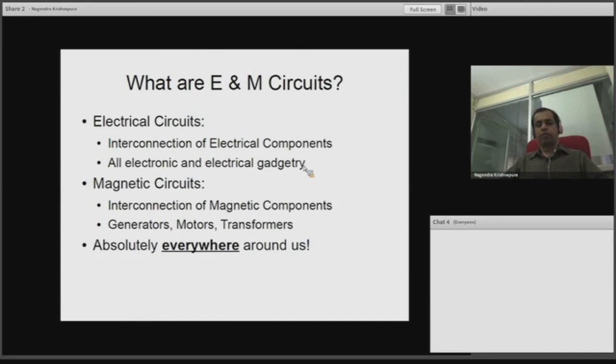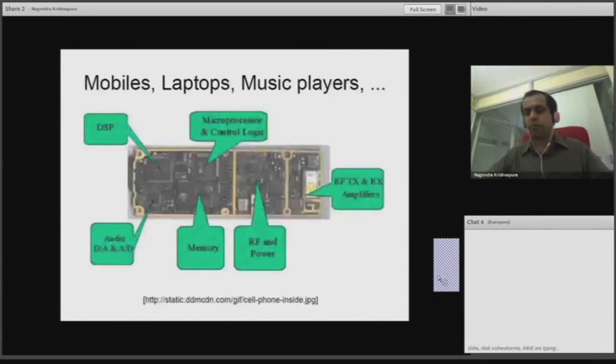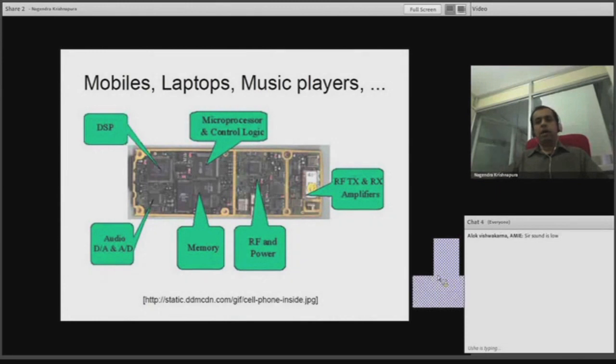Now, in this online course, our focus will be on electrical circuits, and they are absolutely everywhere around us. You are probably using so many electrical circuits in your day-to-day life. Just as an example, the laptop on which I am making this presentation, your mobile phone, music player, the headphones that I am wearing, all of these things form electrical circuits.